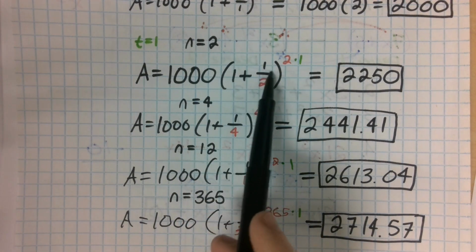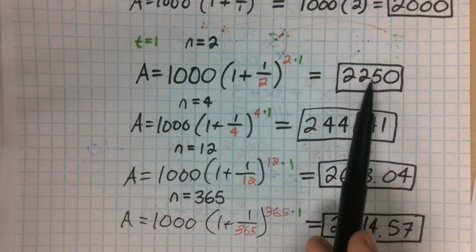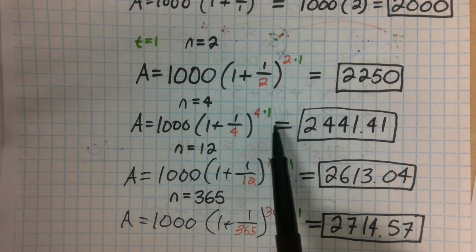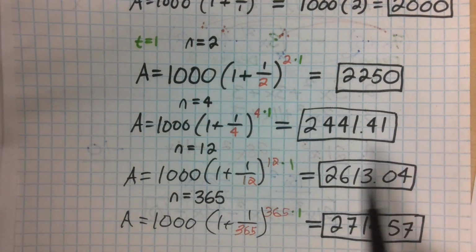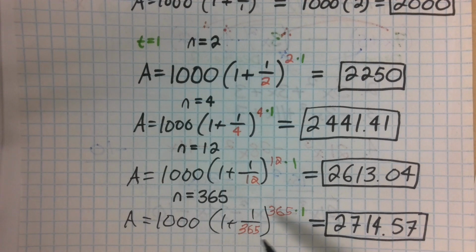Going from 1 to 2 added like $250. Going from 2 to 4 added like $200. Why is going from 12 to 365 only adding like 100?